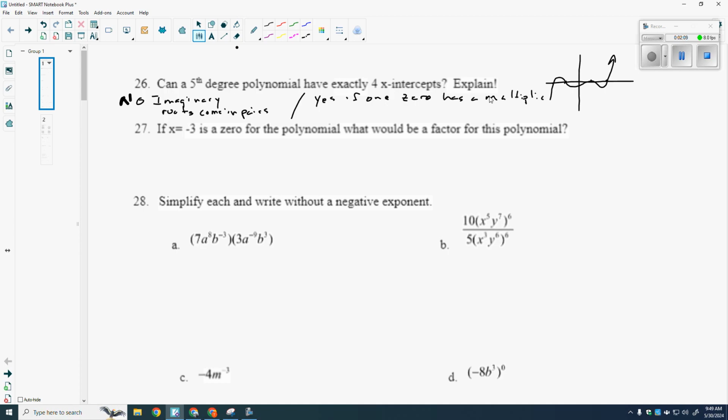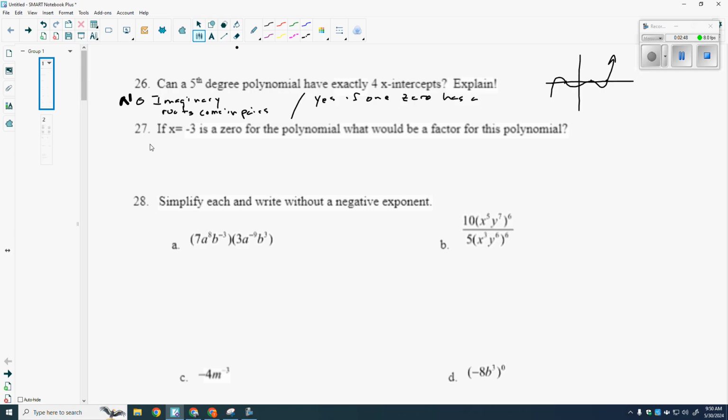Sorry, writing into my other graph. You get the idea. I don't need to write it out, if it has a multiplicity of 2. So can a fifth degree polynomial have exactly 4 x-intercepts? Yes, if there's one with a double root or a multiplicity, or you could say no if you're considering this. If I change that, can a fifth degree polynomial pass through the x-axis exactly 4 times? Then the answer would definitely be no, because then you can't have a double root. All right, I think that explained it.